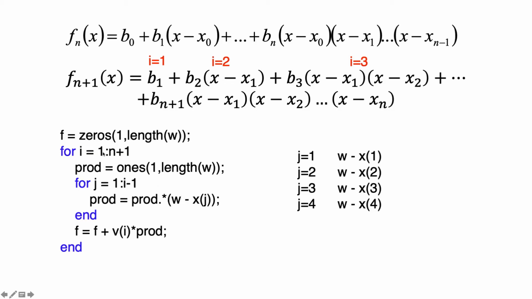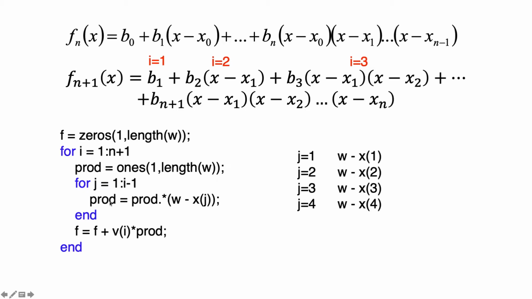The next is i equals 3. So when i equals 3, then j runs from 1 to 2. So you have two products. For j equals 1, we have w minus x1. And when j equals 2, we have w minus x2.